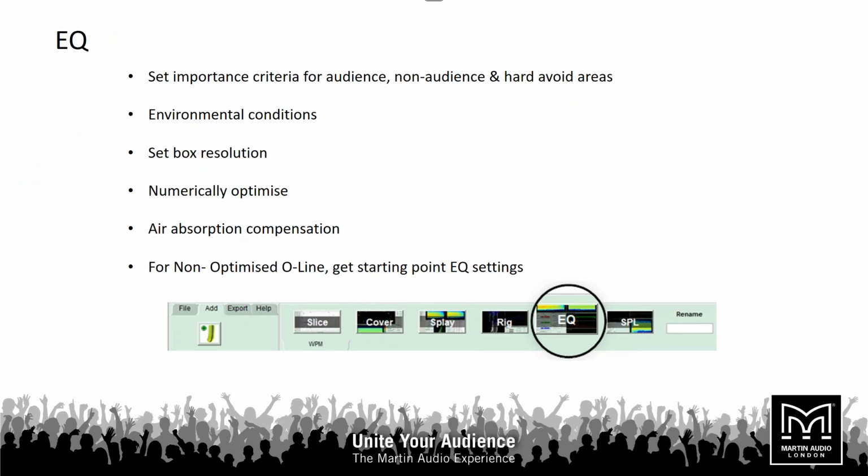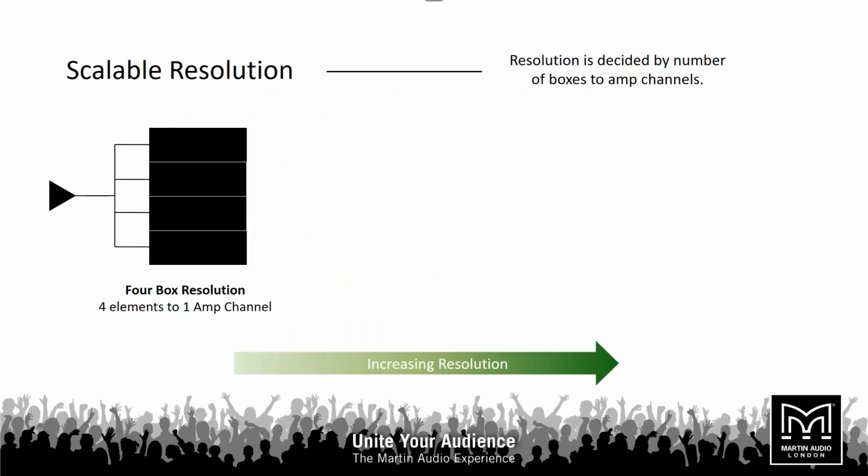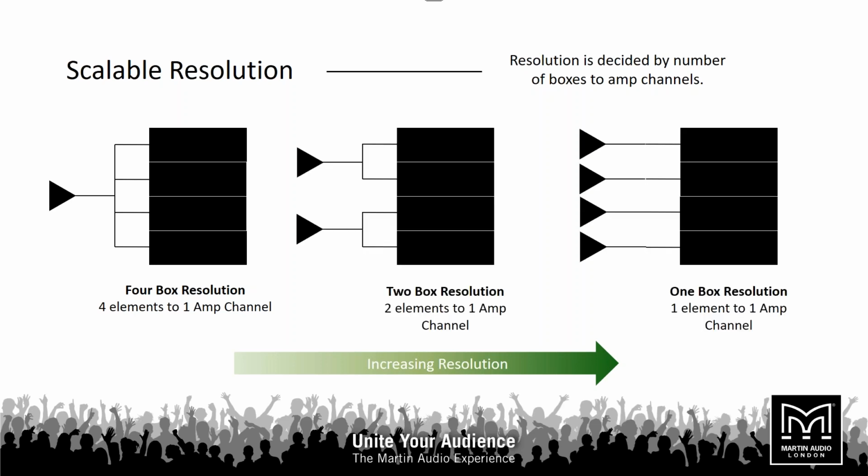So the EQ, we can set importance criteria for audience, non-audience, and hard avoid areas. Environmental conditions, we can set box resolution, numerically optimize the array. We have air absorption compensation here. For non-optimized O-line, we have getting starting point EQ settings. So scalable resolution. Resolution is decided by the number of boxes per amp channel. So for WPM, we can choose between a 4-box resolution. So this is 4 boxes per 1 amplifier channel, 3-box resolution, 2-box resolution, or a 1-box resolution.